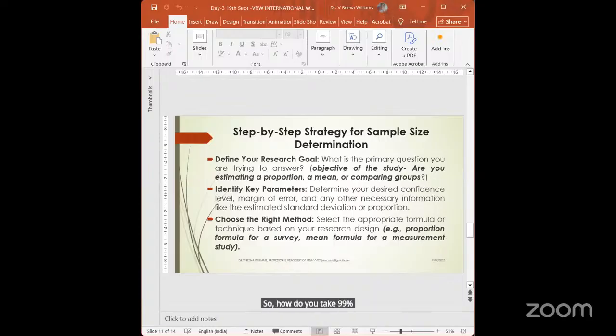You have a table value. Okay, you have a table that is already there, and you take the table value at 5%. If it is 95%, you take it as 0.05. If it is 90%, you go to 0.10. If it is 99%, you go to 0.01. I hope I answered your question.